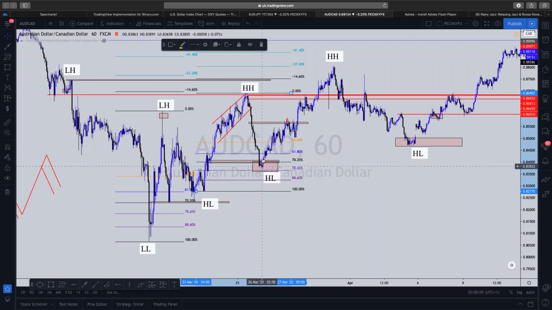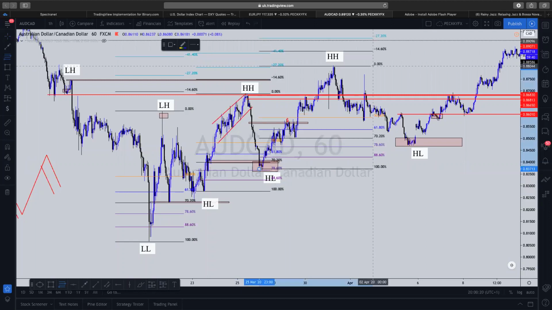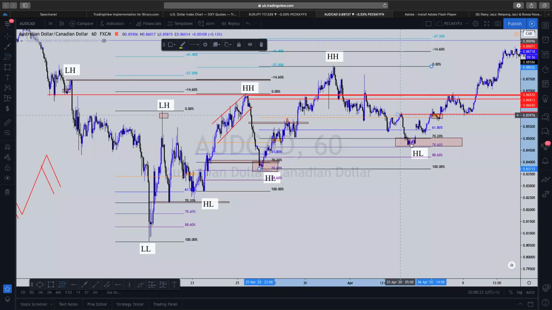Are you seeing? Now, this one also, what happened again? When the move started right off this point, let's put another fib again. We put the fib from this point to the highest point. This is our higher high. And what happened again? This market did what? It reversed at that same 70 and 78 point.